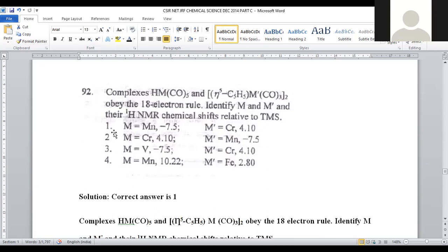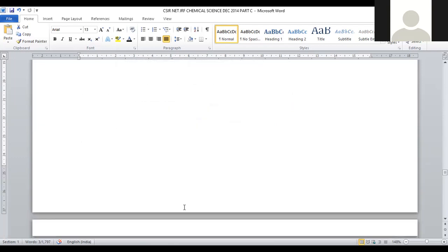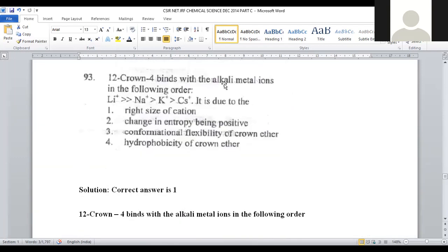So for question number 92, option number 1 will be the correct answer, right? Manganese satisfies this hydride complex, and this cyclopentadienyl carbonyl complex is satisfied by chromium. For that purpose, question number 92, option number 1 will be the correct answer. Let us move on to question number 93.